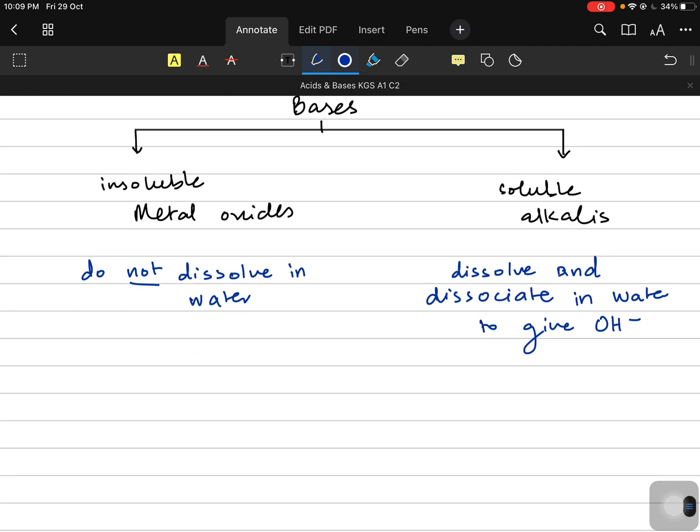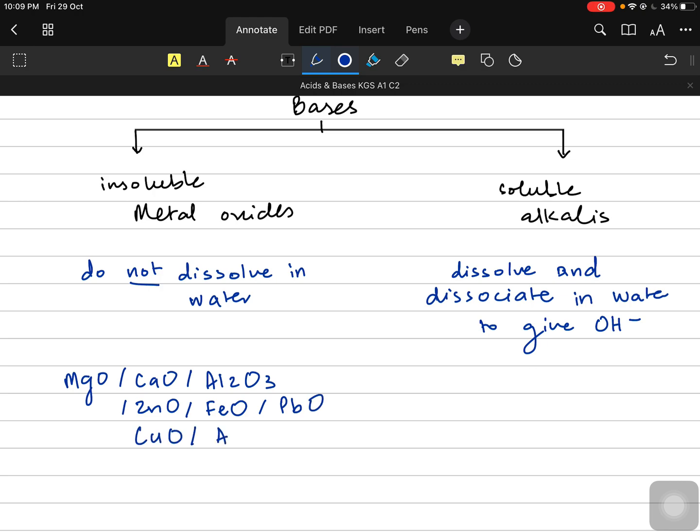Insoluble metal oxides are generally magnesium oxide, calcium oxide, aluminium oxide, zinc oxide, iron oxide, lead oxide, copper oxide, and silver oxide. These are the possible metallic oxides that we generally deal with, but the alkalis are only four. So it is lithium hydroxide, sodium hydroxide, potassium hydroxide, and ammonium hydroxide. Ammonium means NH4 and hydroxide is OH.